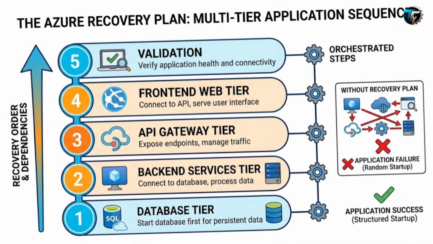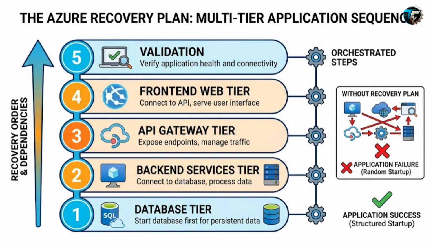Now here's an important concept for architects, the recovery plan. Real applications aren't a single VM. They have dependencies. Maybe the database needs to start first, then the backend, then the API, and finally the front end. A recovery plan helps us organize the recovery sequence. That's extremely important because simply starting every component randomly doesn't guarantee that the application will work.